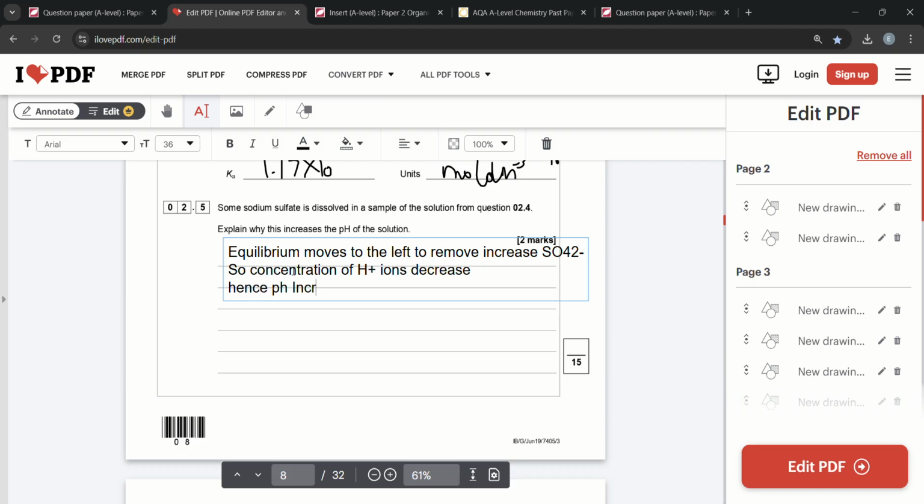Remember, pH and H plus are the opposite. If H plus increases, pH decreases. If H plus decreases, pH increases, because pH equals minus log 10 of H plus. And I can't do the square brackets, but hopefully you get the point.